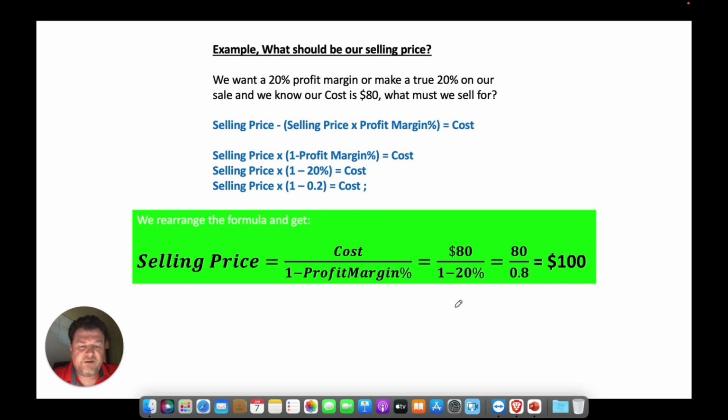So if, for example, you wanted a 10% profit margin, what would you do? You'd say $80 divided by 1 minus 10%, which is 0.9. So our 0.8 would now be 0.9. If you wanted 30%, what does that work out to? 1 minus 30%, this would be 0.7. Okay? So that's how that works. It's as simple as that. You want to work with margin. Now, if you're not comfortable working with margin, we have a solution.